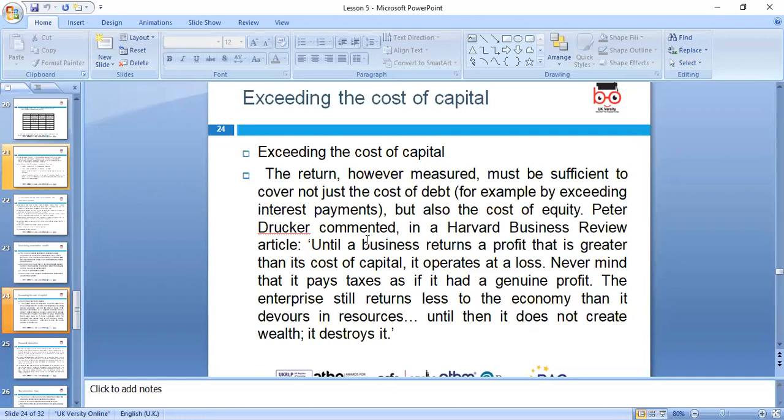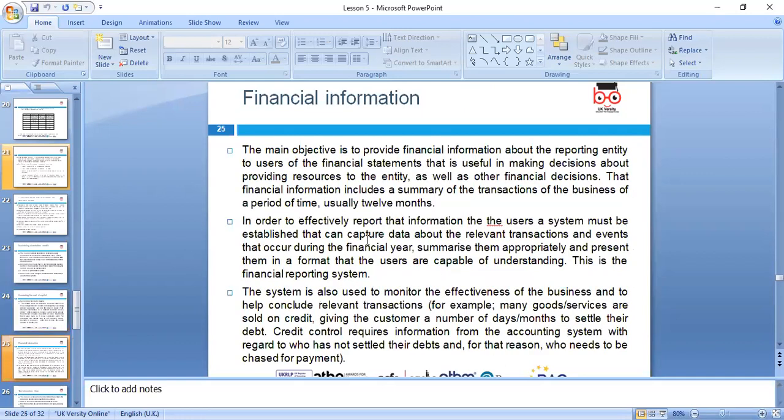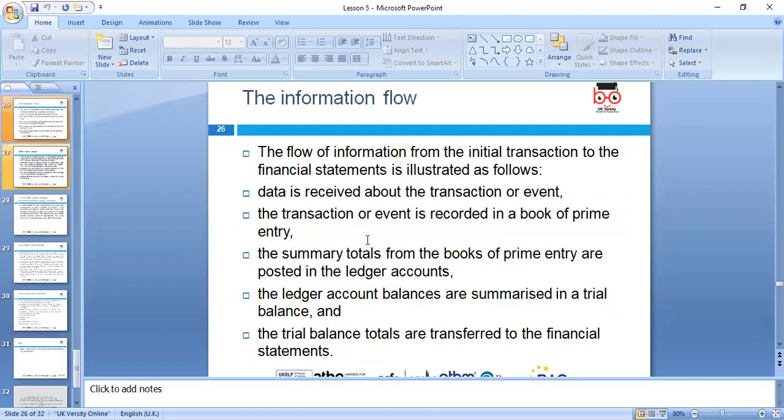Never mind that they pay taxes; it has to have genuine profit and return for the company and the economy, otherwise it does not create wealth. So as we said earlier, financial information is quite crucial. The objective of the entity is to maximize shareholder wealth. We need financial information to make financial decisions, so we need to develop an operating system that provides and reports information. On the basis of this, we can review every transaction and make the right decision.